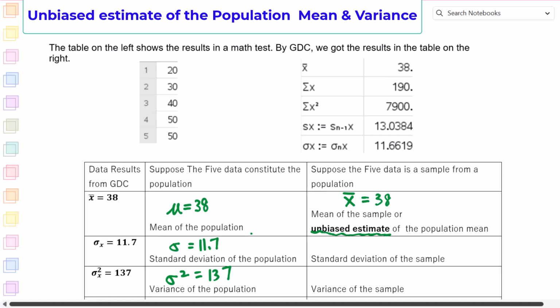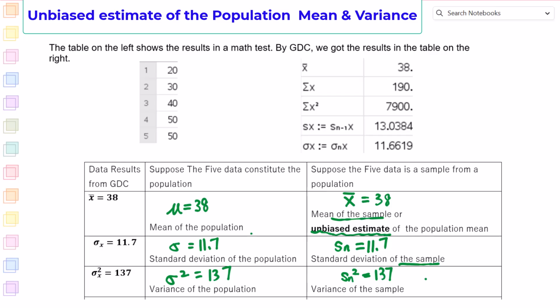This x bar is the mean of the samples. It's also the unbiased estimate of the population mean. The standard deviation of the sample is 11.7. We will use this symbol, lowercase s sub n equals 11.7. Variance of the sample s sub n squared equals 137.